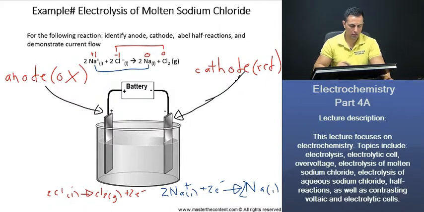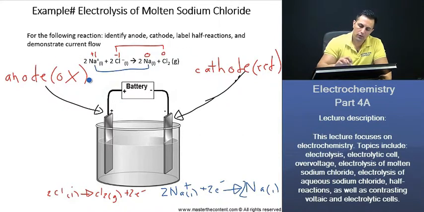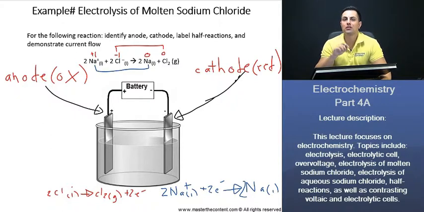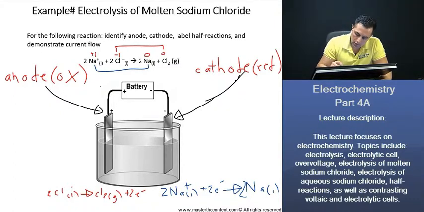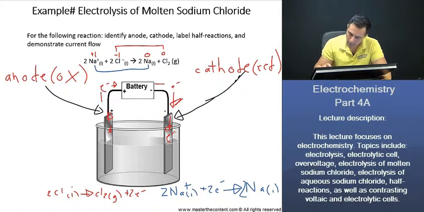Wonderful. Okay, now let's talk a little bit about current flow. If you recall, we just said that electrons are always flowing from the anode to the cathode, whether it's a galvanic cell or an electrolytic cell. And that's what we'll see as the following. That's supposed to be an electron there. We're just demonstrating electron flow.